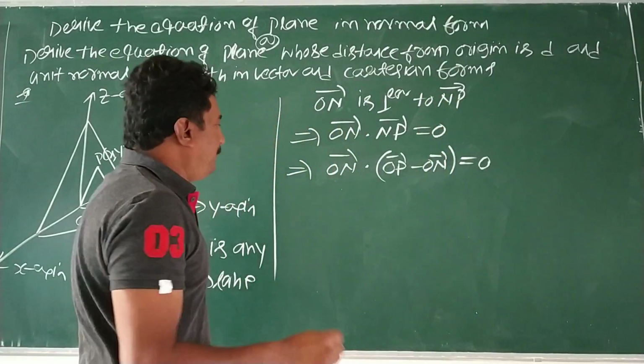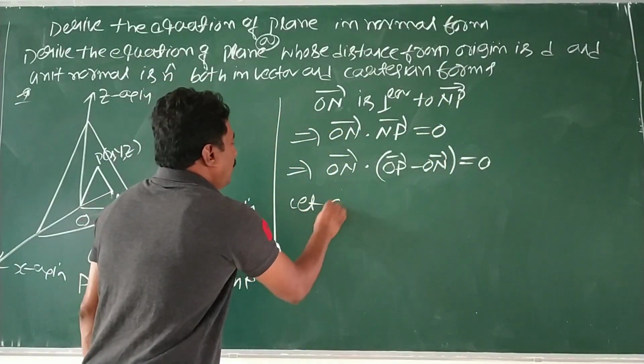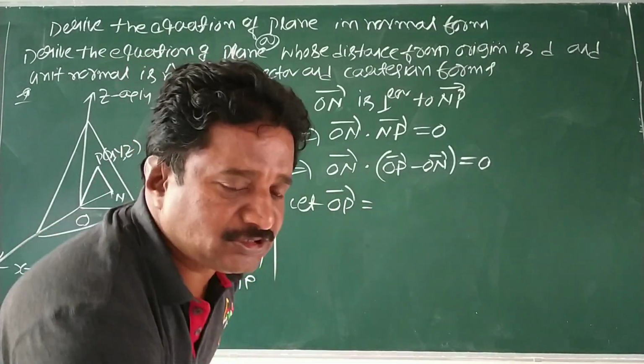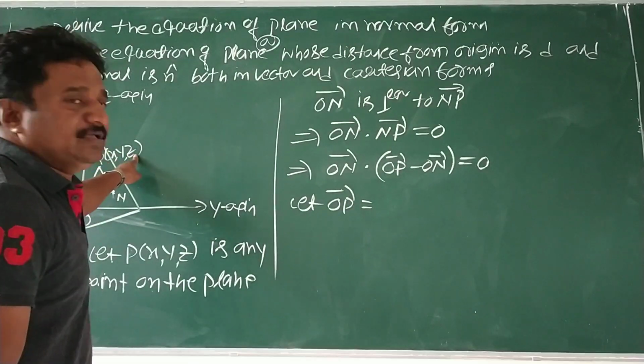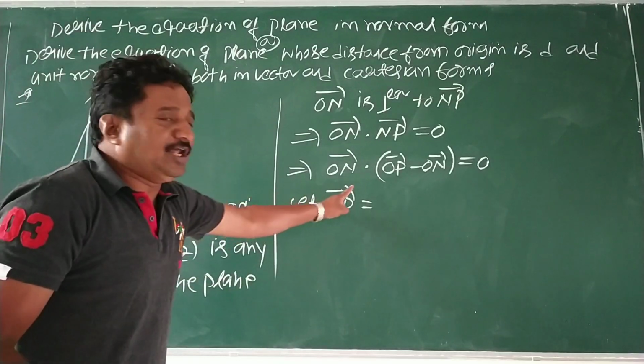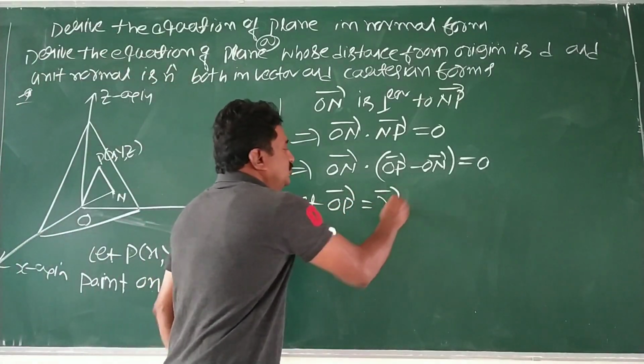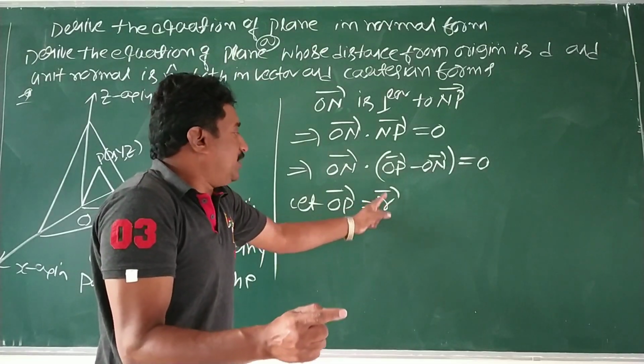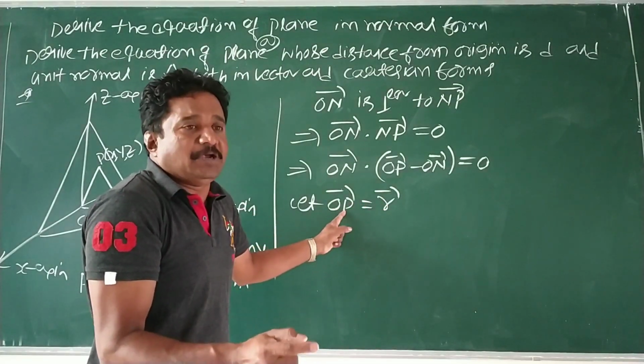Now OP, we always take OP, which means point P x y z. We always represent vector OP by vector R. This is the standard notation. We always use vector R to represent point P.